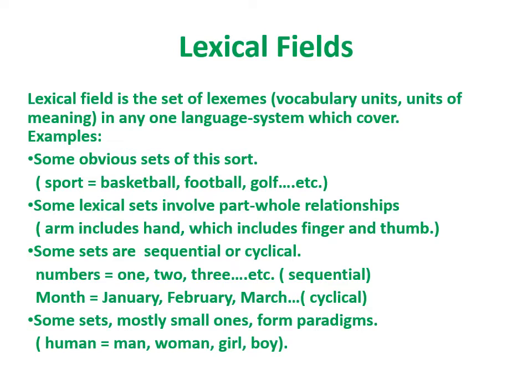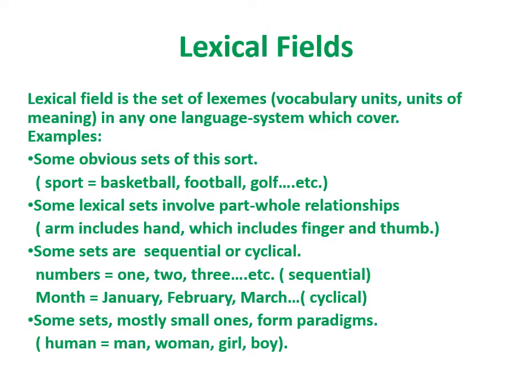Sport. In the term sport, it covers basketball, football, golf, baseball, and other sports. So when we say sport, it covers other terms which can be classified as sport. Some lexical sets involve part-whole relations, like arms. It includes hand, also finger and thumb. So when we say arms, it includes other parts of the arms with different names.